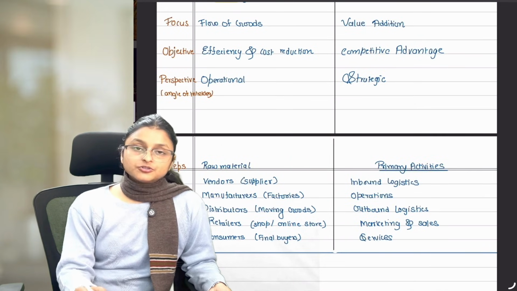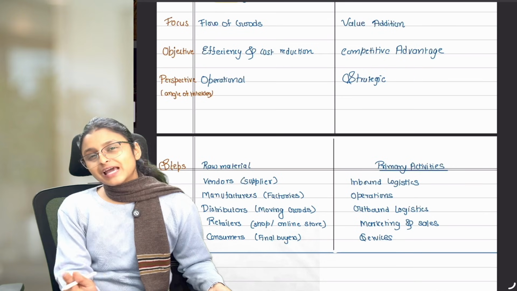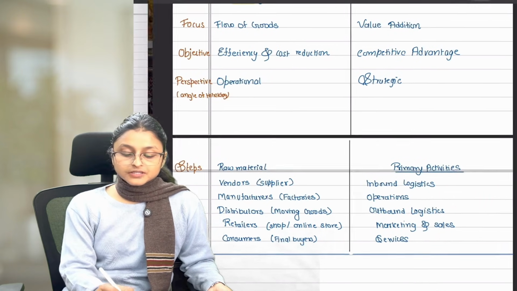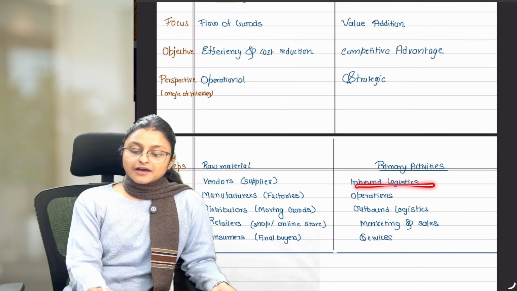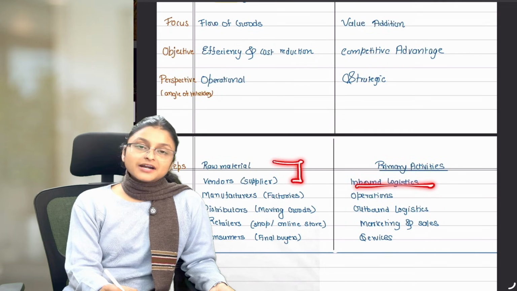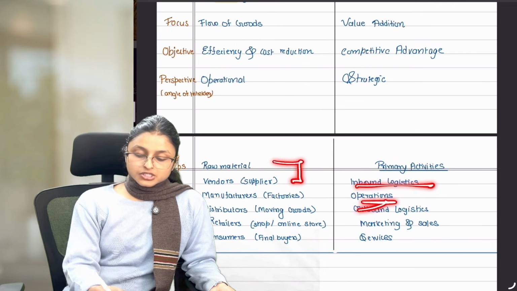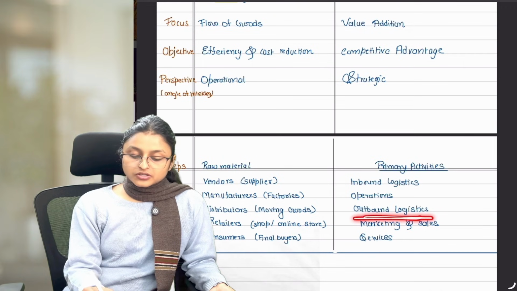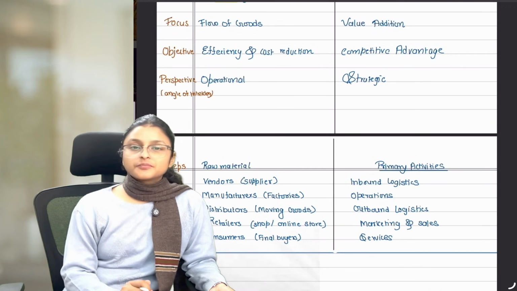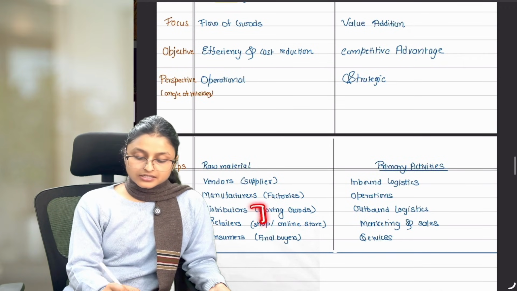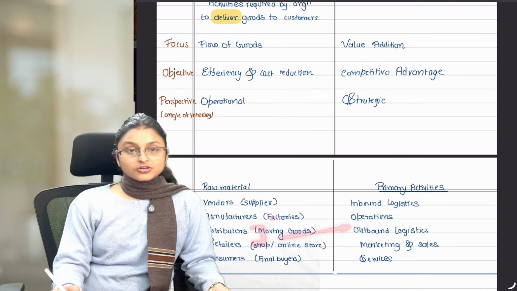If I talk about value chain, its primary activities are somewhat similar to supply chain activities. Here we have inbound logistics. Here we had raw material and vendors. Operations means manufacturing. Outbound logistics means the distributor will transfer the product to retailers. So retailers and distributors are covered in outbound logistics.